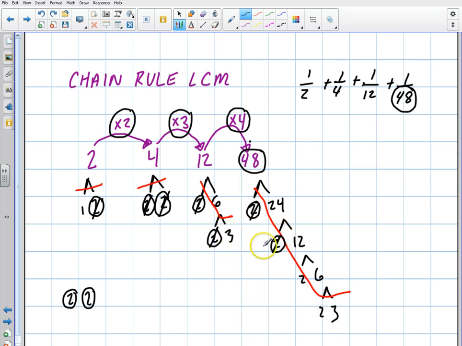Okay, what else is left? Well, there's a 3 and there's a 3, right? So here's my 3. Here's my 3. Here's my 3. Cancel that out. Cancel that out. What am I left with? Well, I'm left with the 2's here, times 2 times 2. So what does that multiply out to be? Well, 2 times 2 is 4. 4 times 3 is 12. 12 times 2 is 24. And 24 times 2 is 48. So that is the least common multiple of those numbers.